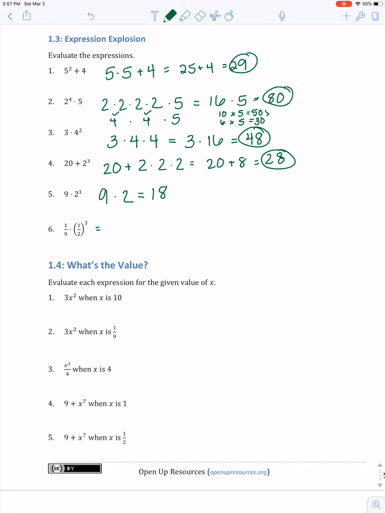And this might be the trickiest one for you guys since it's a fraction, but we'll just write it out in expanded form. And we have 1/9 times, if I multiply straight across, 1 times 1 times 1 is 1, 2 times 2 times 2 is 8. Then I'm going to keep that pattern going. I know that 9 times 8 is 72, so my final answer is 1/72. Okay.